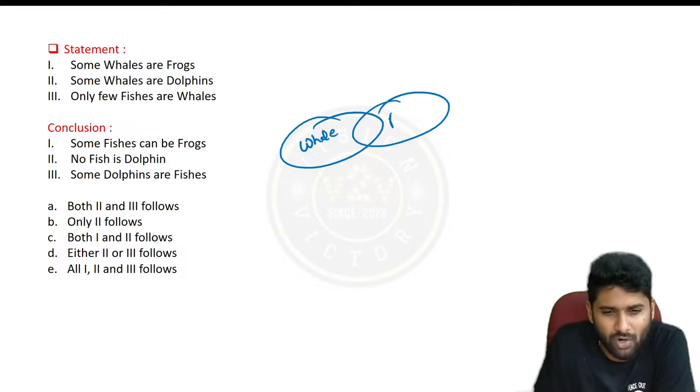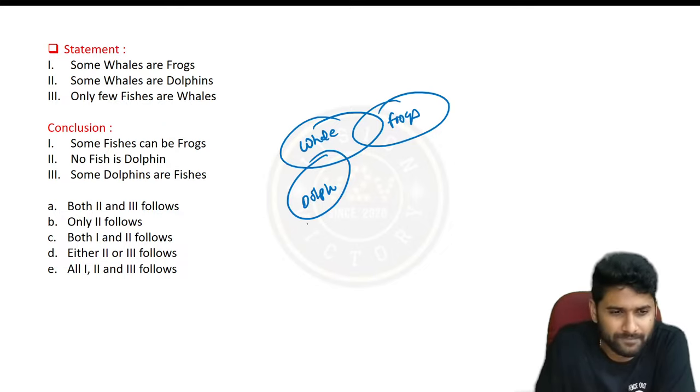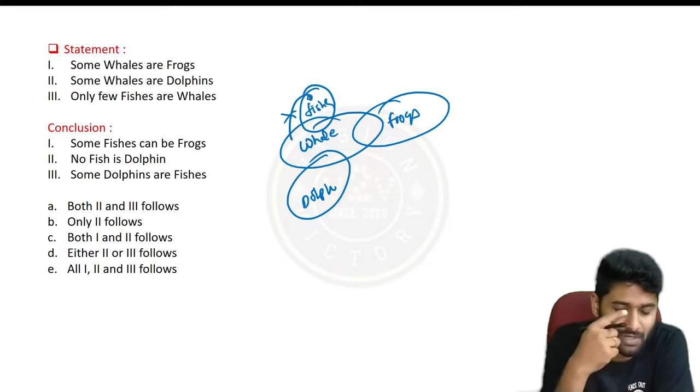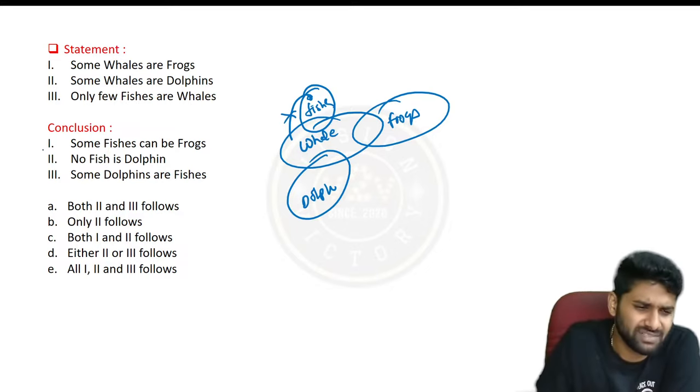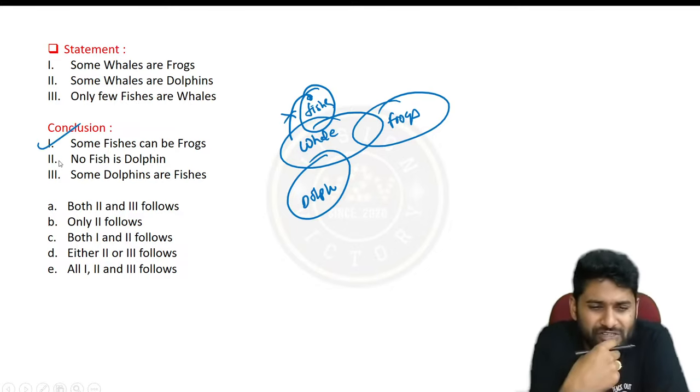Next. Some whales are frogs, some whales are dolphins, only few fishes are whales. Only few fishes are whales, some fishes are not whales. Conclusion: some fishes can be a frog. Yes, it's possible. No fish is dolphin. Guys, no fish is dolphin.